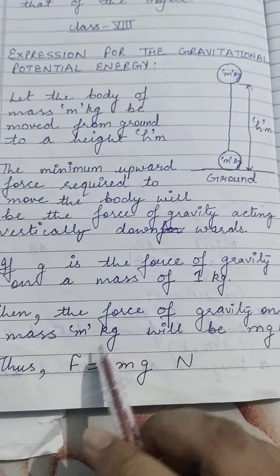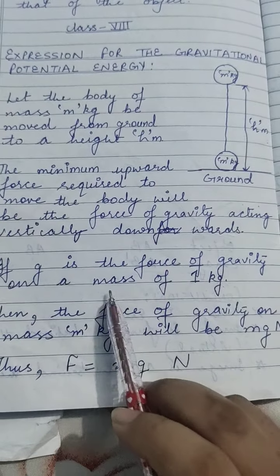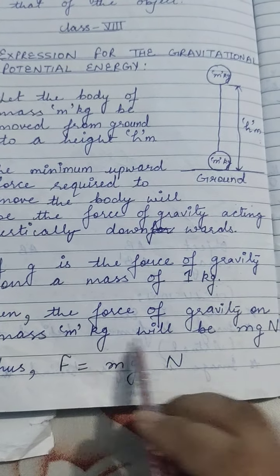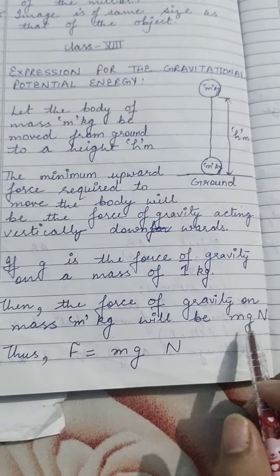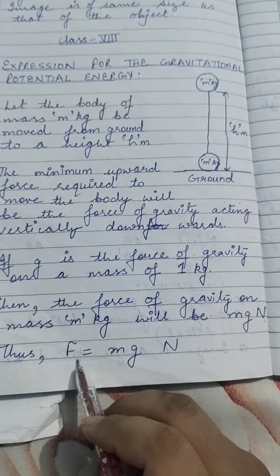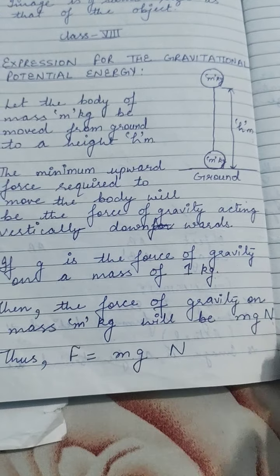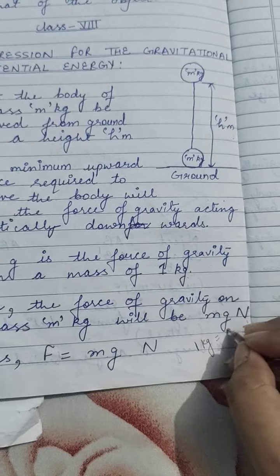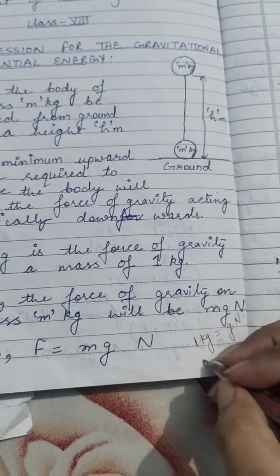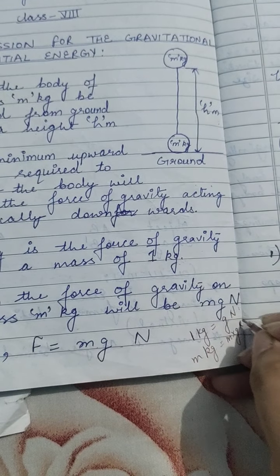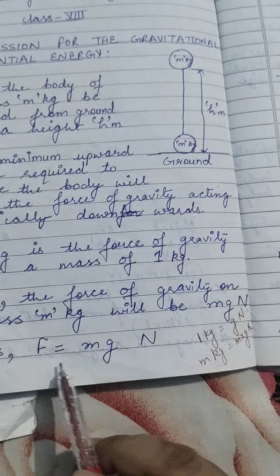If we assume that on 1 kg of mass the force of gravity is g, then for m kg of mass the force of gravity will be mg. Thus the force comes out to be mg Newton. If it is not clear, you can do it like this. For 1 kg of mass the force is g Newton, then for m kg it will be m into g Newton, isn't it? So we have force equal to mg Newton.